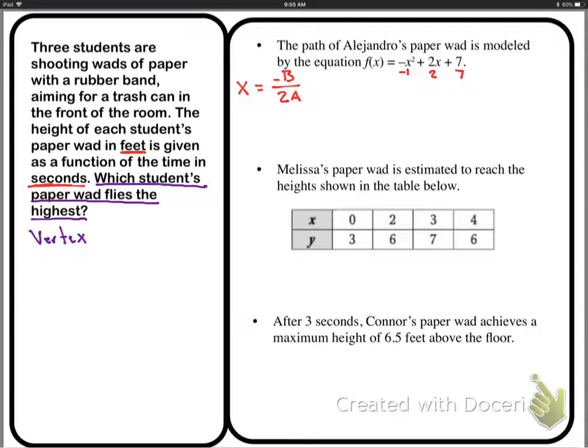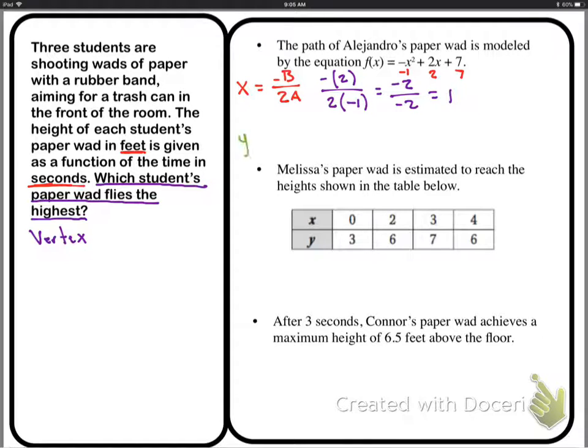You are welcome to use decimals for this. It makes life a lot easier. But for this one here, simple calculation. So 2 times negative 1. So simplifying this out, this gives us negative 2 over negative 2, which equals 1. So we have the x value of our vertex.